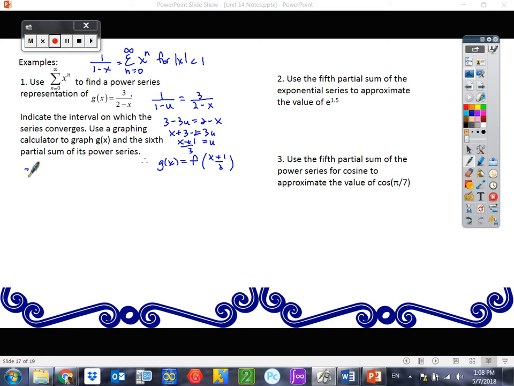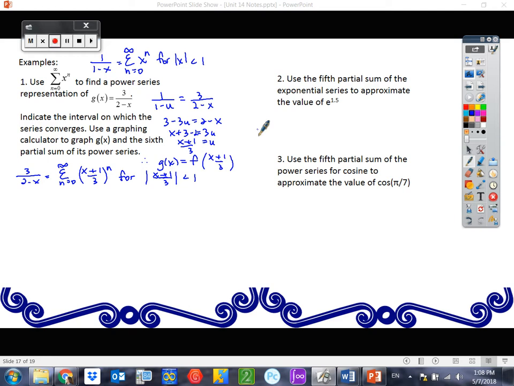Now it's going to be 3 over 2 minus x equals the sum from 0 to infinity of, now instead of an x, I'm going to put this, (x plus 1) over 3 to the n. I'm just substituting for x. The condition is that the absolute value of (x plus 1) over 3 is less than 1. Okay, so I found out what this needs to be in order for us to use this series right here. All right, so we have that set up.